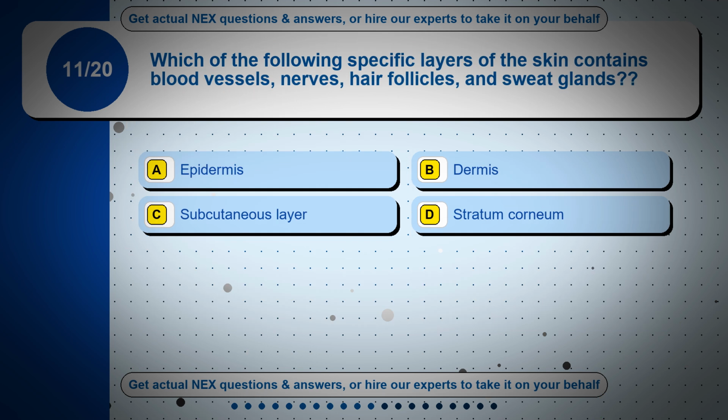Question 11. Which of the following specific layers of the skin contains blood vessels, nerves, hair follicles, and sweat glands? Option A, epidermis. Option B, dermis. Option C, subcutaneous layer. Option D, stratum corneum.